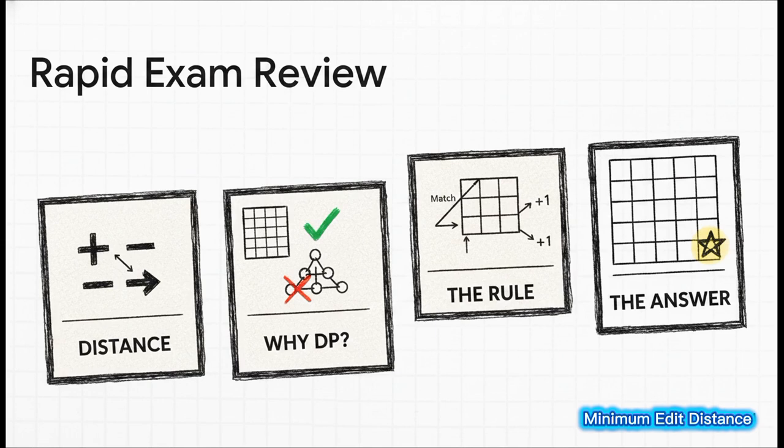Okay, time for a final rapid-fire review. If you're cramming, burn these 4 points into your brain. 1. Distance is the minimum inserts, deletes, or replacements. 2. We use a table so we don't solve the same problem twice. 3. The rule is, if they match, take the diagonal. If they don't, it's 1 plus the minimum of the neighbors. And 4. The final answer is always in the bottom right cell. If you know those 4 things, you're in great shape.